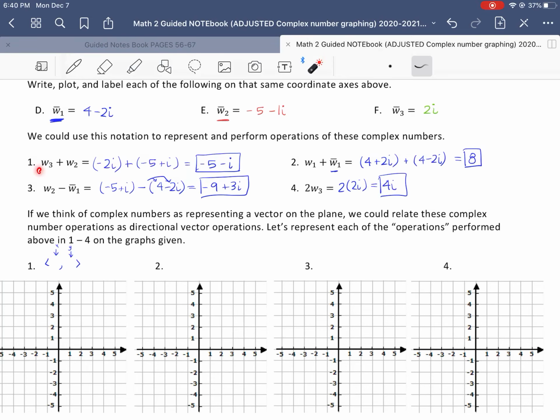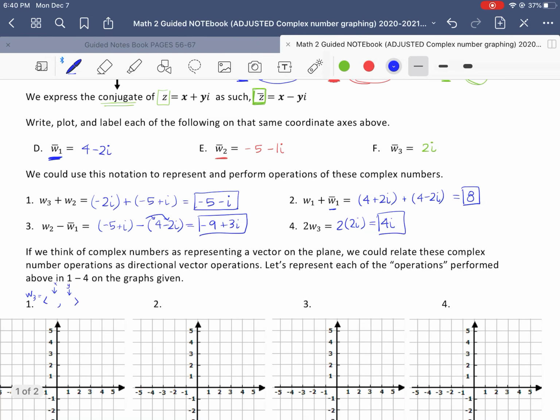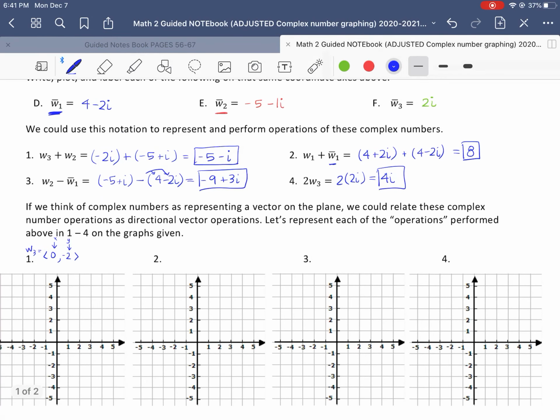So if we start right here with W3, I'm going to write it as a vector so I can graph this, but really it works the same as the complex plane. Looking back up at the very beginning, W3 was equal to negative 2i. So we moved 0 in this direction and down to here. I'm just going to graph that: 0 down to this right here represents that vector. Now, this is terrible notation, but I want you to understand what we're talking about here.